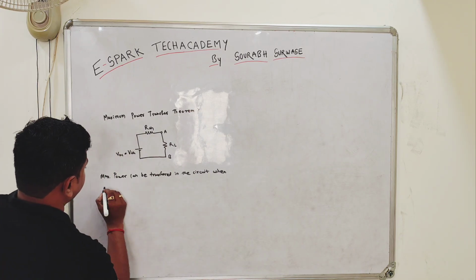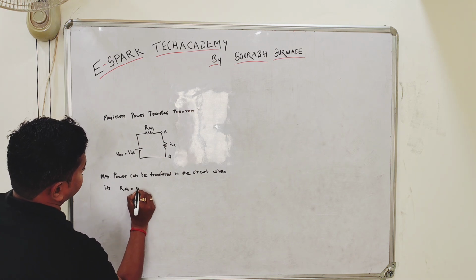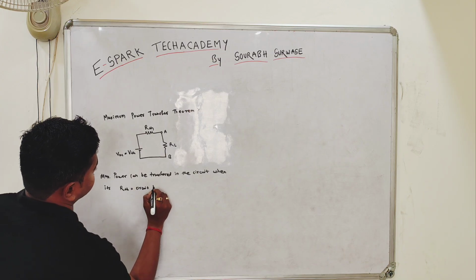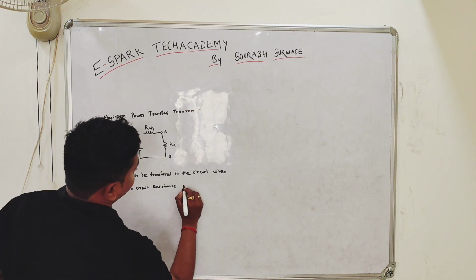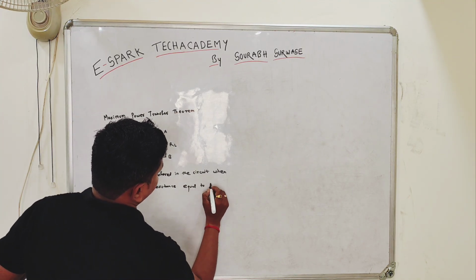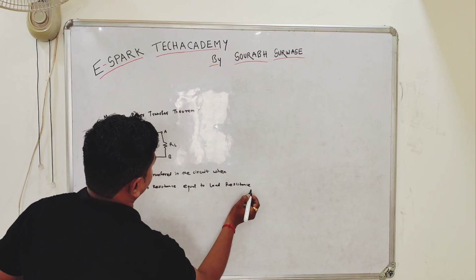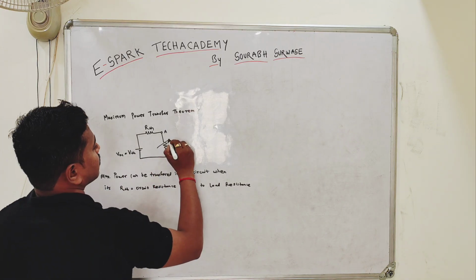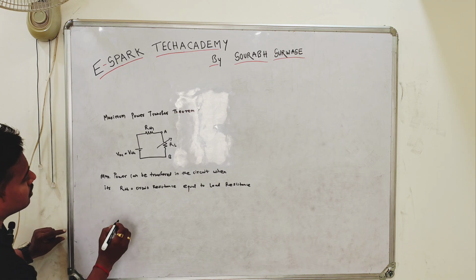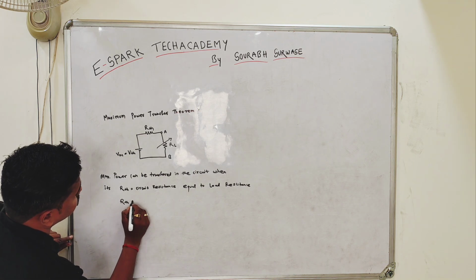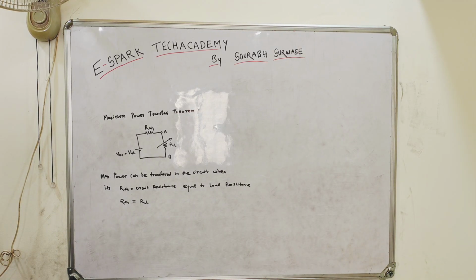when its RTH, the circuit resistance, is equal to the load resistance. It will be variable in order to make these two quantities equal. Here RTH should be equal to RL, meaning RL should be equal to RTH, either way.